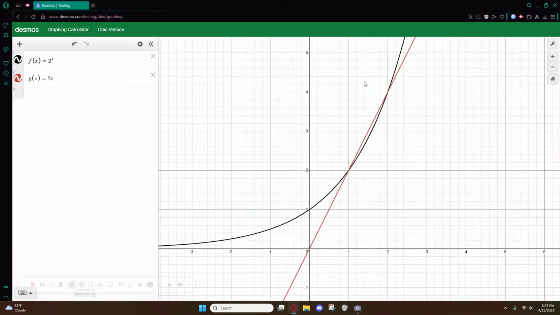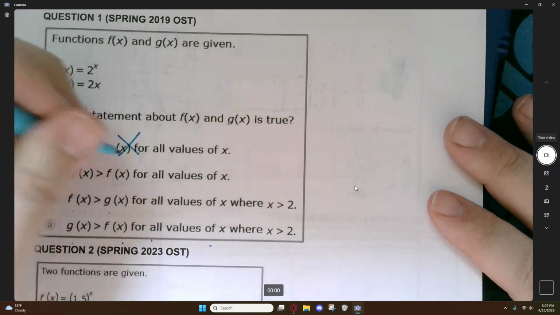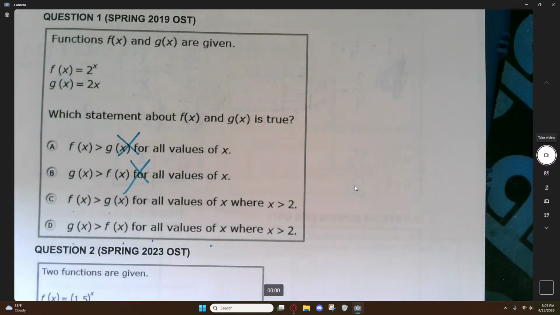So we know that there is a brief moment in time where g of x is greater, so we can eliminate choices A and B because that says for all.